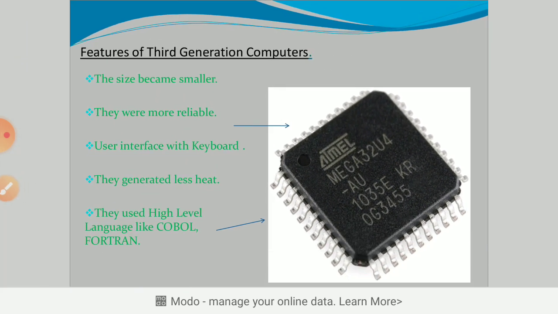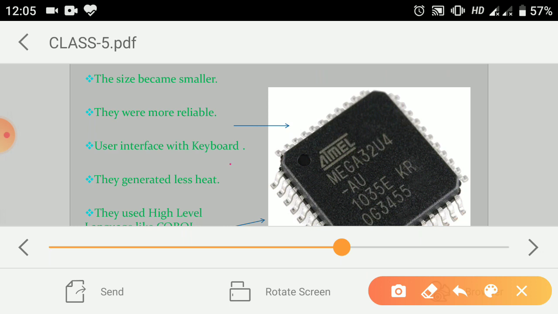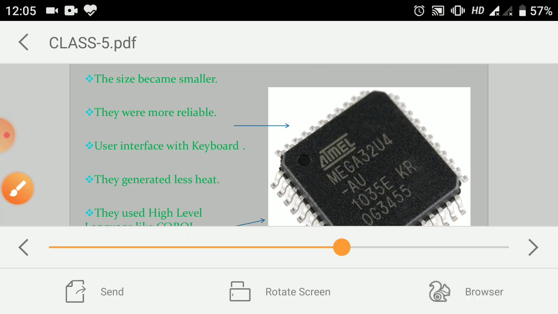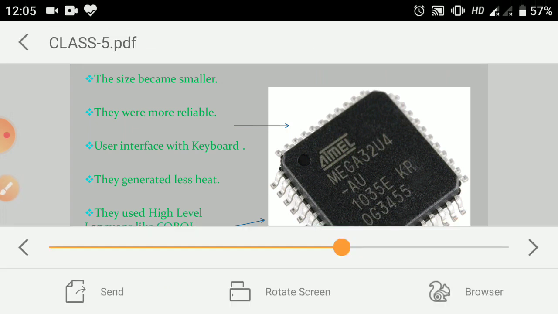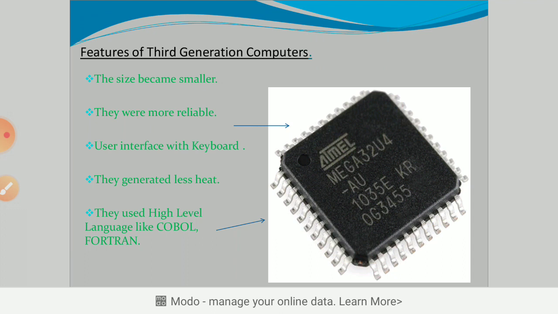So now, what were the features of the third generation computers? The size became very small. They were more reliable. They used a keyboard. They generated less heat. They used high level languages like COBOL and Fortran. So you can see in the picture, it is an integrated circuit.